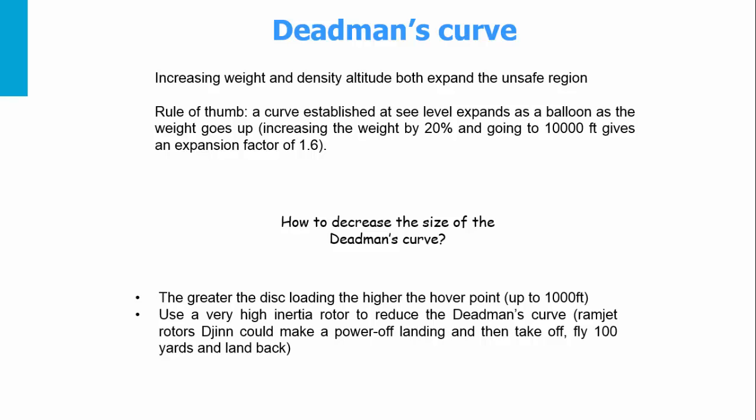How to decrease the deadman's curve? First, one solution is to have a greater disk loading. So the greater the disk loading, the higher the hover point. One can also use a very high inertia rotor to reduce the deadman's curve. For example, ramjet rotors could make a power-off landing and then take off, fly again for 100 yards and then land back.